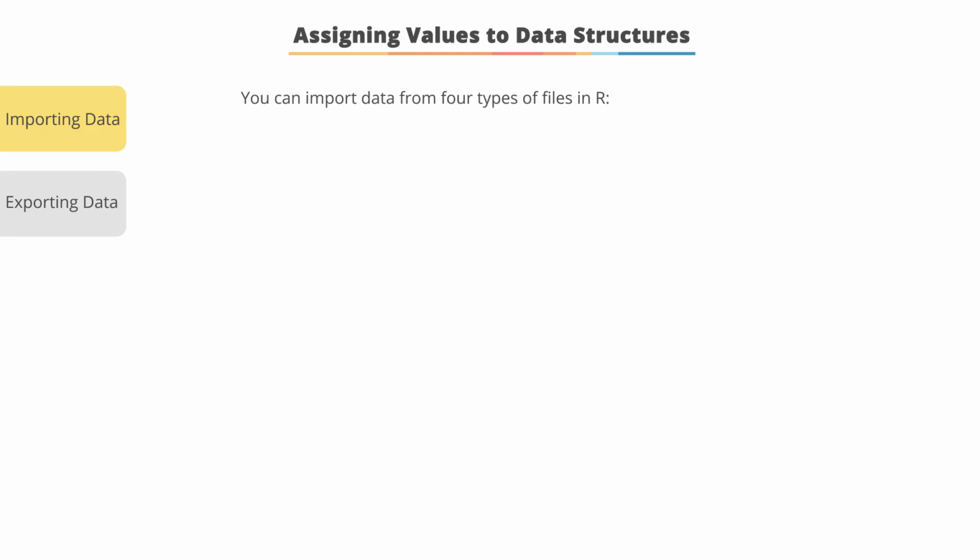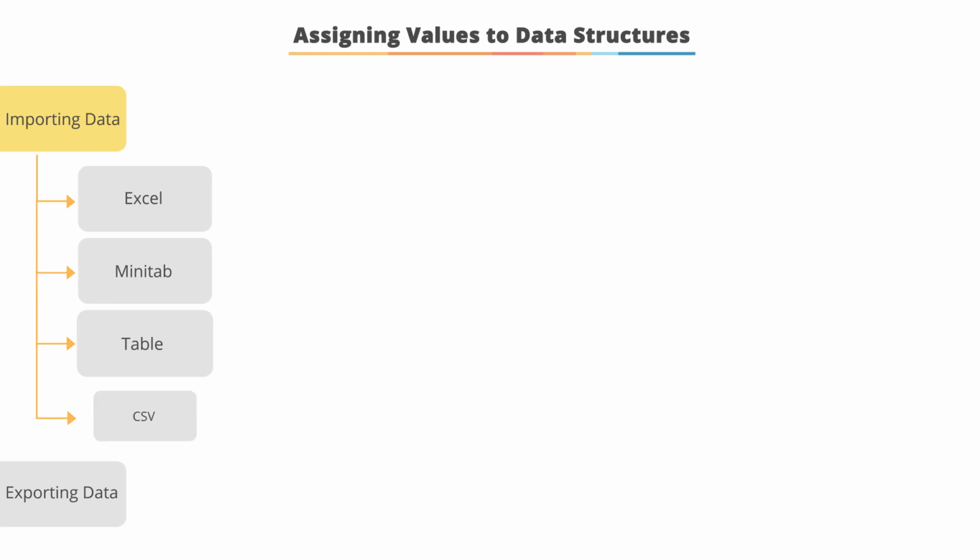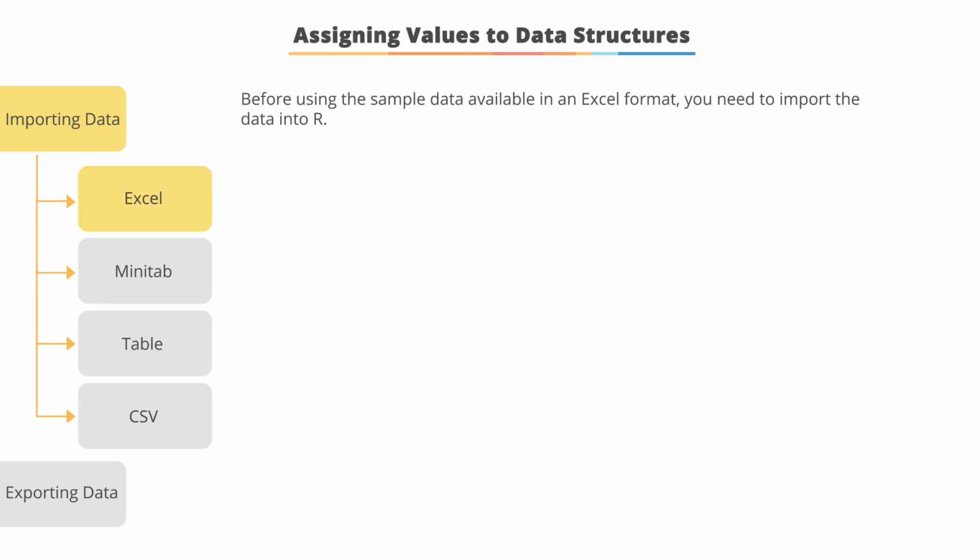So you can import data from the 4 types of files: Excel files, Minitab, table, and CSV. In addition, there are another few external packages that allow you to import other types of data, even including SAS files. In addition to that, there are connections built in that can directly link R into a SQL database. So, looking at how these are done, now before using the sample data available in an Excel format, you need to import the data into R.